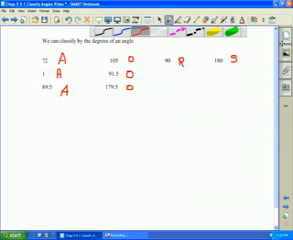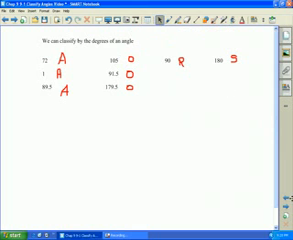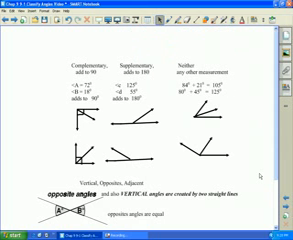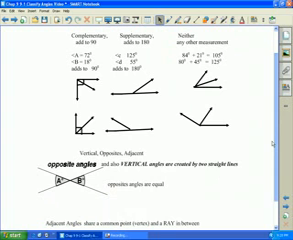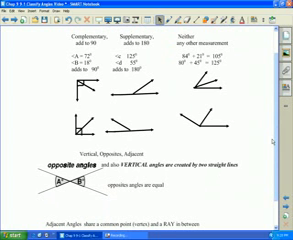So that's pretty much what we have in the way of angles. We're going to be heading out to, we got a few more here. Let's look at some of these. Let's talk about complementary, supplementary, and neithers.